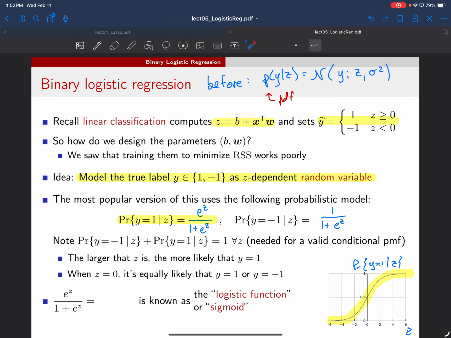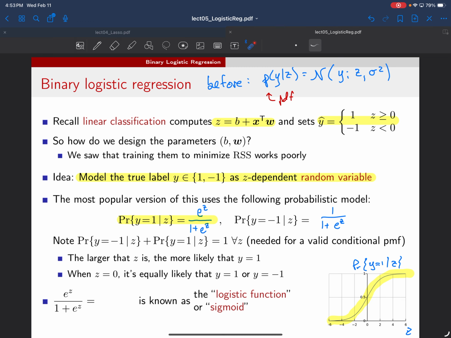Yes? Just to clarify, you said the horizontal axis is z. Yes, exactly. So this is sort of the model. On the next page, I'll translate it to x, but for now, we're just saying that if you tell me what z is, then that directly affects my belief on y, right?